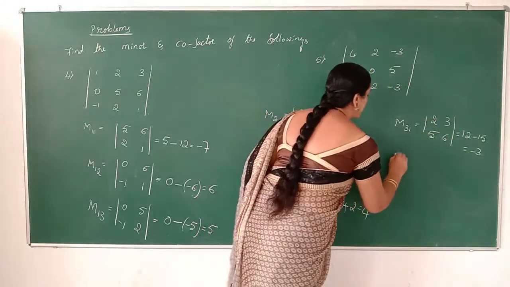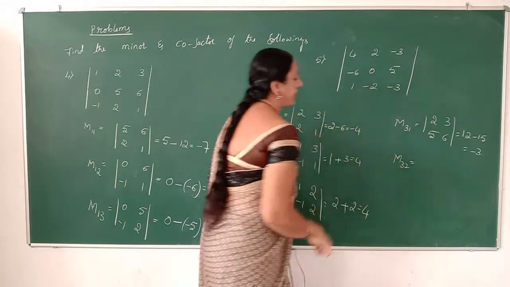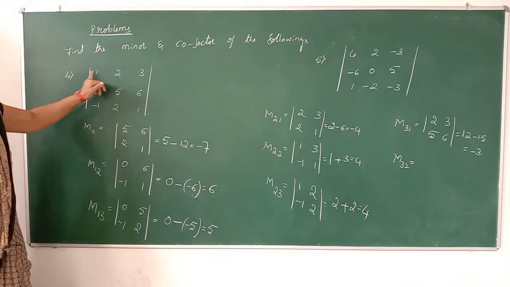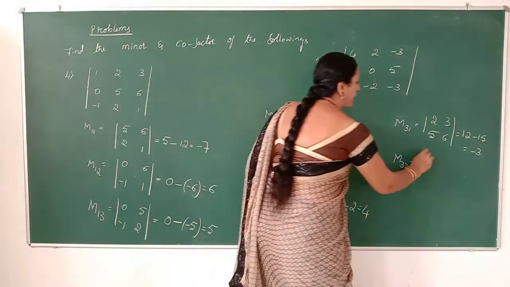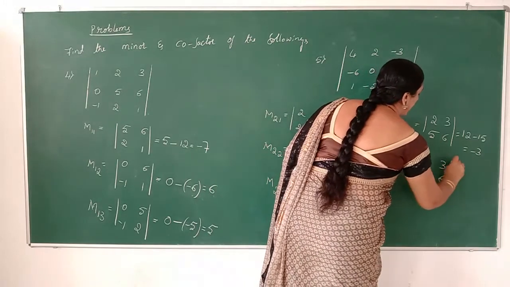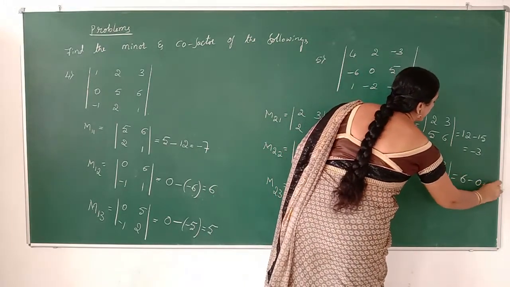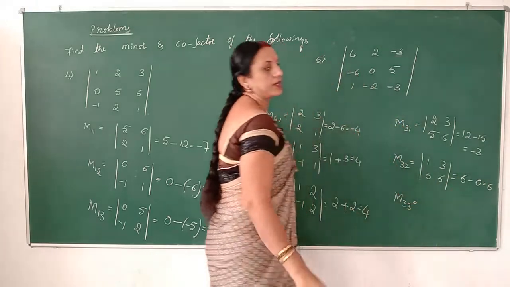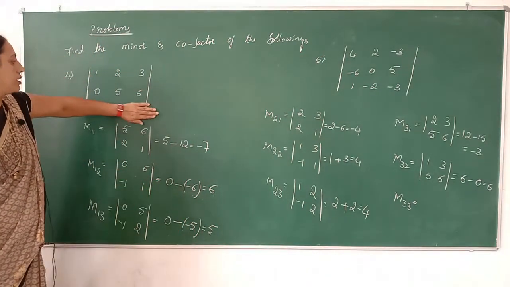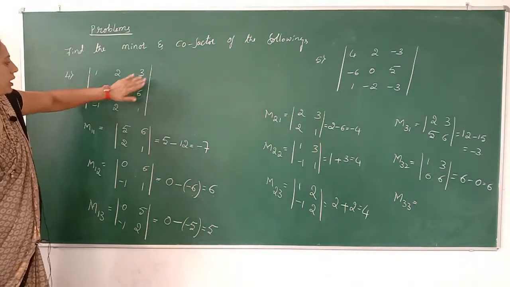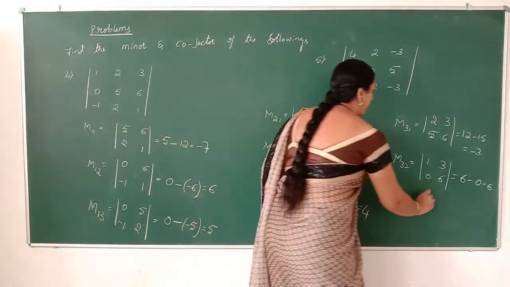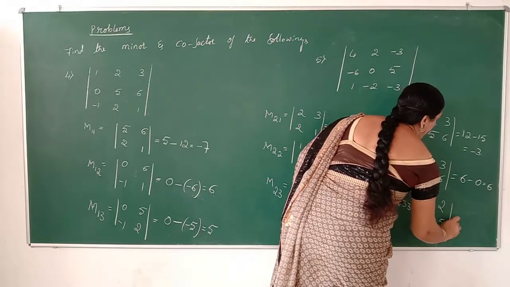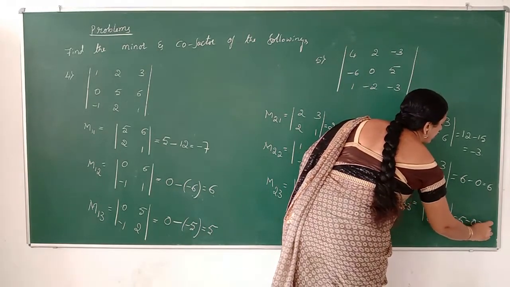The next element is M32, an element of the third row, second column. These get neglected and the remaining is 1, 3, 0, 6. After multiplication it is 6 minus 0, which is equal to 6. The last element is M33, an element of the third row, third column. These get neglected and the remaining is 1, 2, 0, 5. Then the product is 5 minus 0, which is equal to 5.